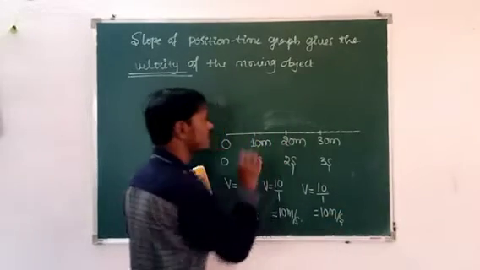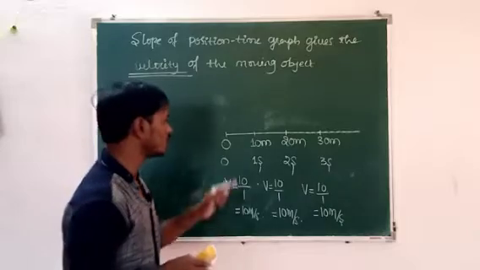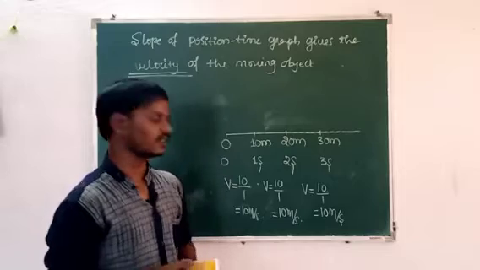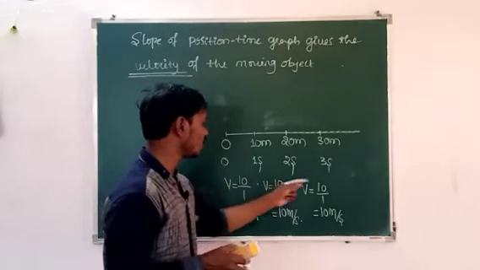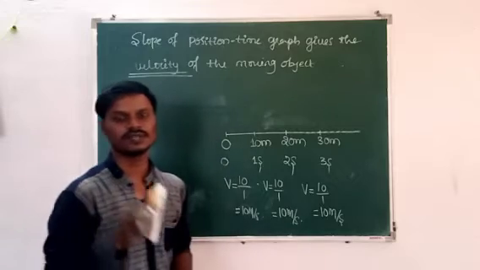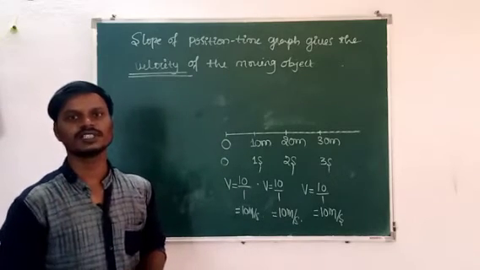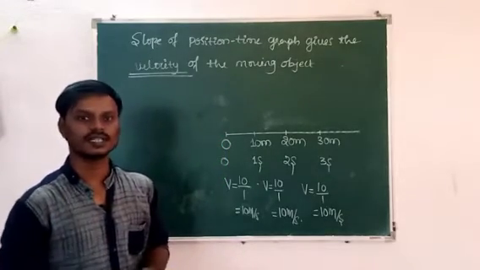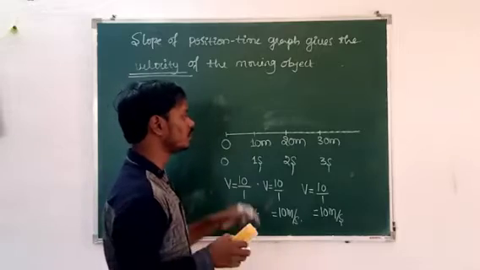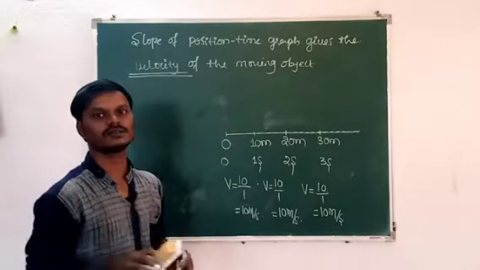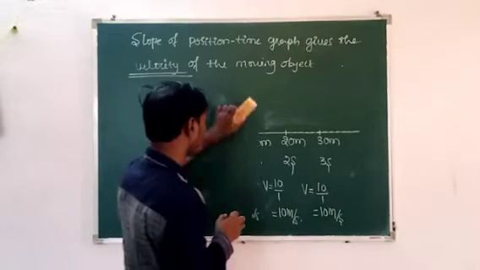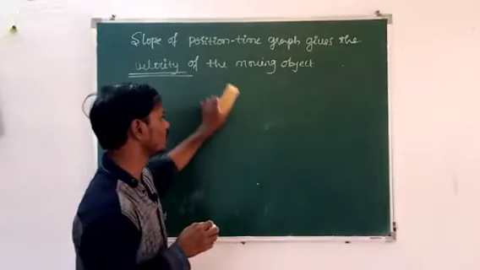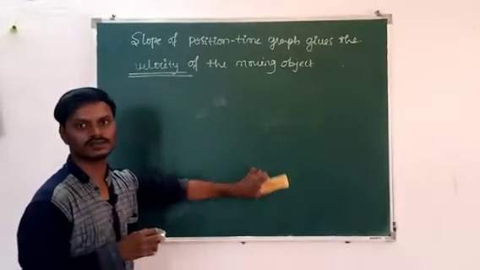So from this example what we concluded is that the object is moving with uniform velocity. The object is said to be moving with uniform velocity if equal displacements are covered in equal intervals of time. So let us plot the graph for this one. Which graph? Position versus time graph. By using that position versus time graph, we are going to say that the velocity of the moving object is constant, meaning uniform.